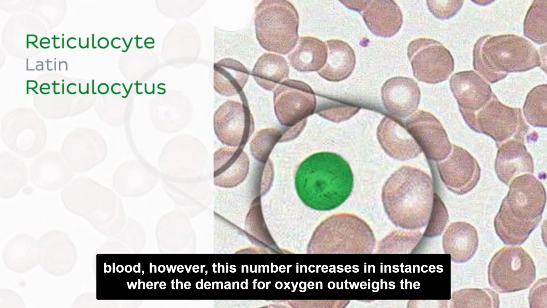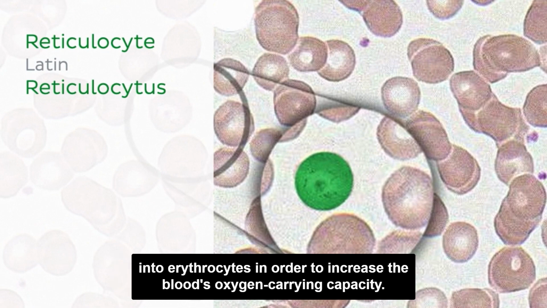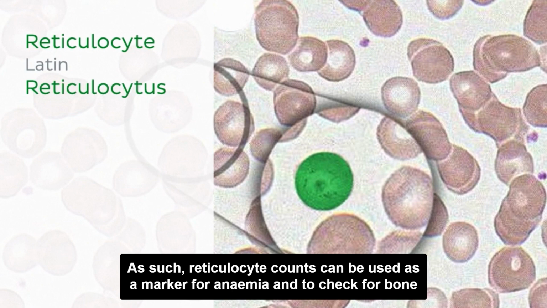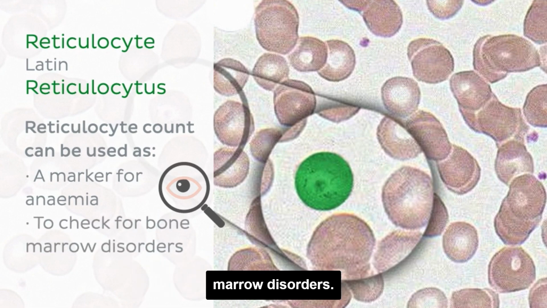However, this number increases in instances where the demand for oxygen outweighs the supply, in which case reticulocytes are released from the bone marrow early before they mature into erythrocytes in order to increase the blood's oxygen carrying capacity. As such, reticulocyte counts can be used as a marker for anemia and to check for bone marrow disorders.